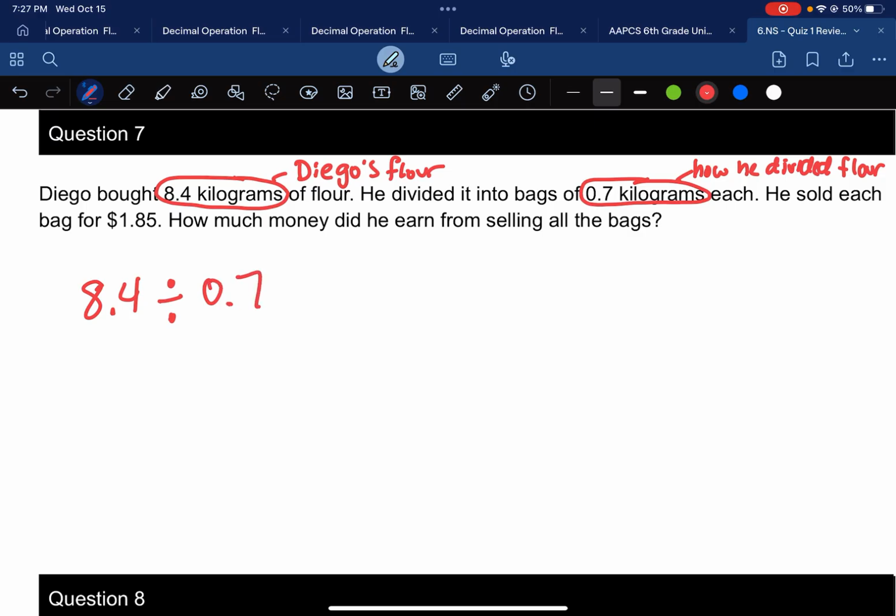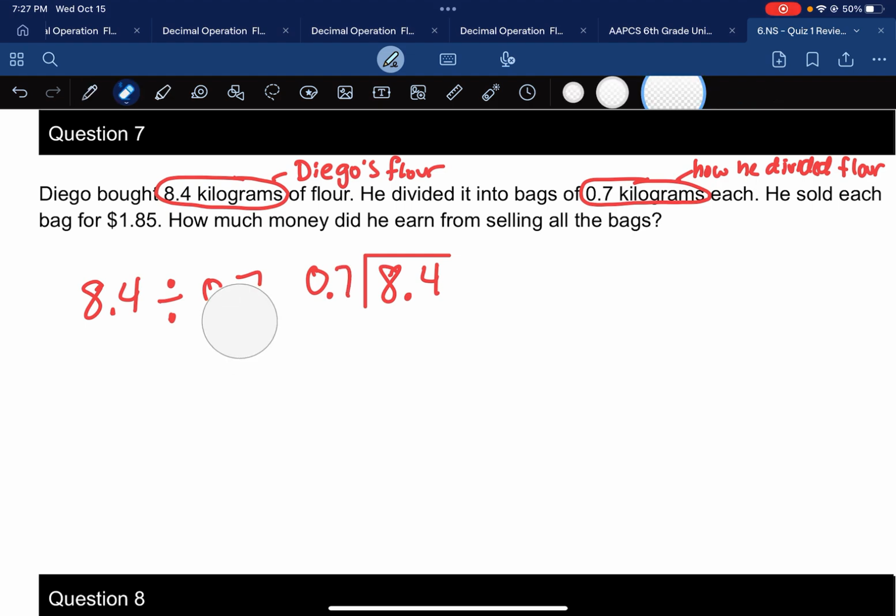0.7. Now remember, when you have it written like this, this number is the dividend, which means it goes inside the long division notation. And this is the divisor, which means it goes outside the long division notation. So it's going to end up looking like this. It's going to be 8.4 divided by 0.7. I'm going to erase this other stuff because I don't need it anymore.